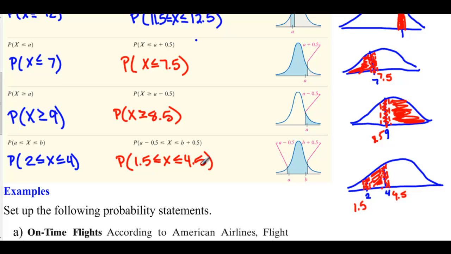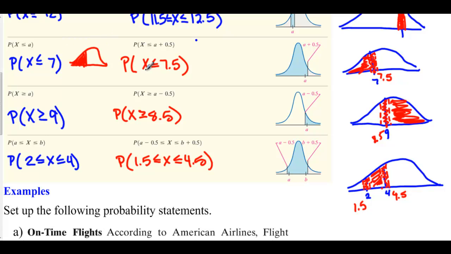So essentially what's happening is, whatever our number is, if we have a less than or equal or a greater than or equal symbol, you go through and draw your picture. So for this one, the probability that x was less than or equal to 7, I get my nice little picture. I'll draw my 7. Less than would be this area.